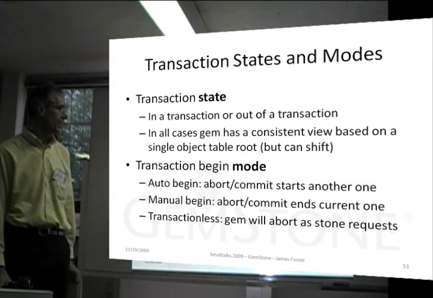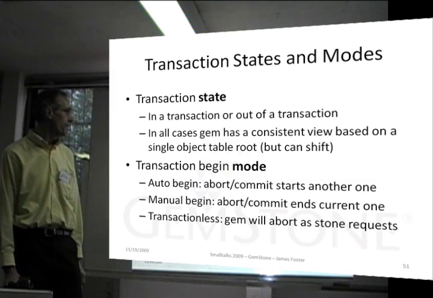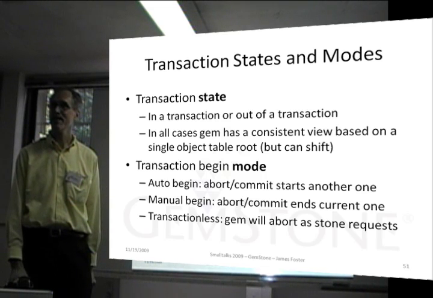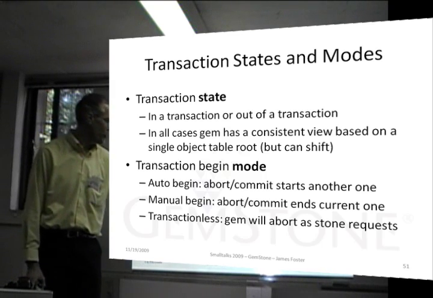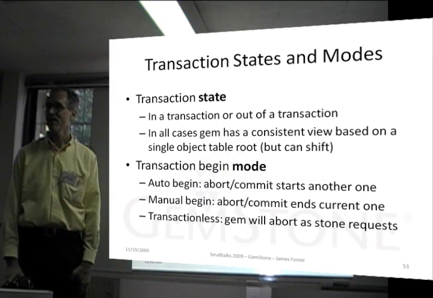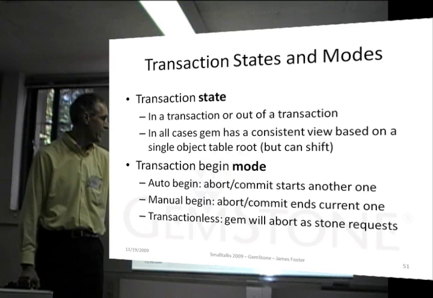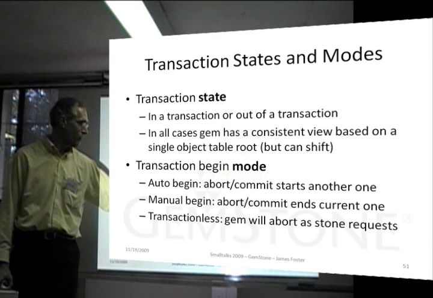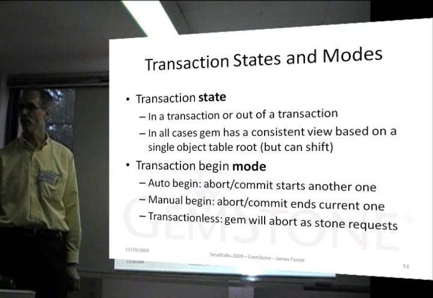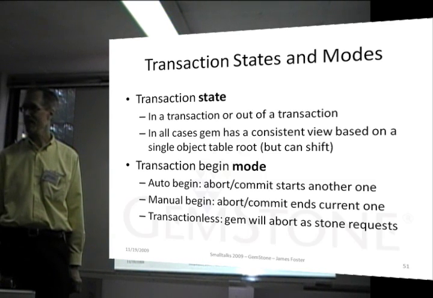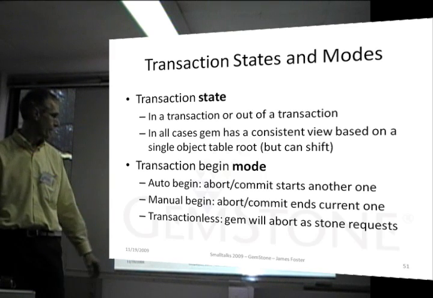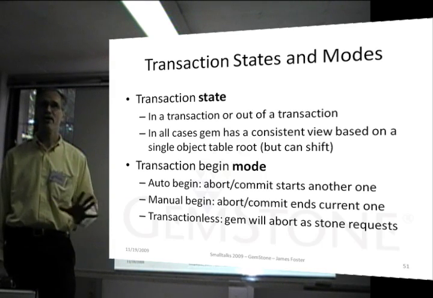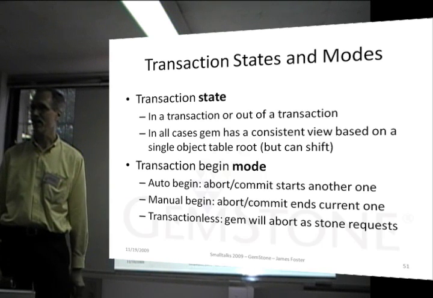Then there's a transaction begin mode. The begin mode for the transaction is either autoBegin, that is, we begin a new transaction automatically. Every abort or commit starts a new transaction. So if you're in autoBegin mode, then you're never out of a transaction. There's manualBegin, where an abort or commit ends the current one, and you need to explicitly begin a transaction. Finally, there's something called transactionless, which is used only for gems that are quiet, that are not doing anything.